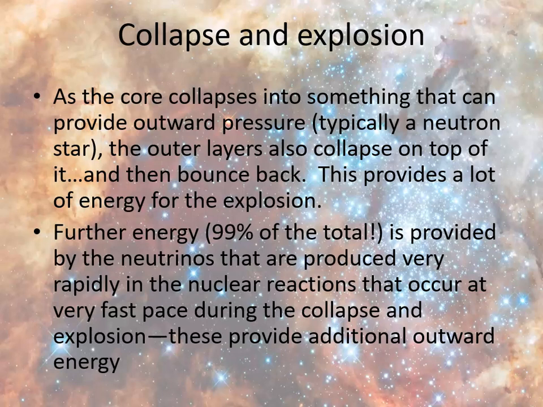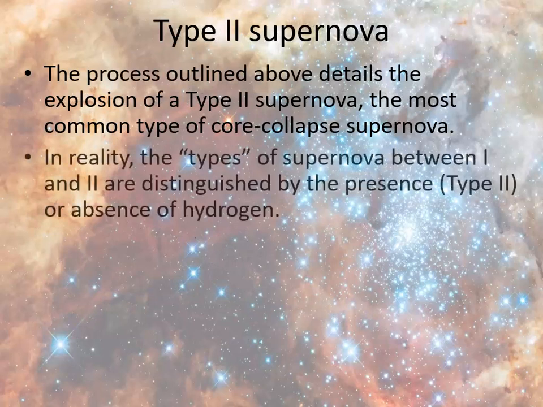But during the initial explosion, 99% of the energy of the supernova is actually produced by neutrinos. Because of these extremely rapid nuclear reactions. What kind of rapid nuclear reactions? Well, mainly something called the rapid neutron process, the R process nucleosynthesis. We're going to get to that relatively soon.